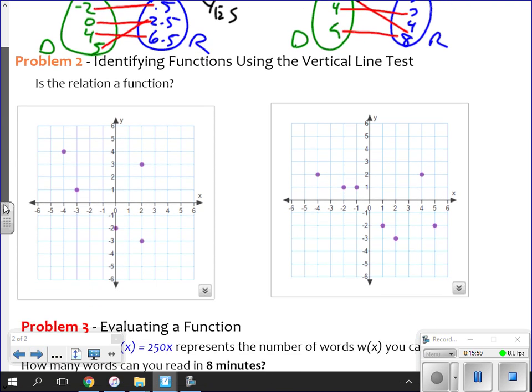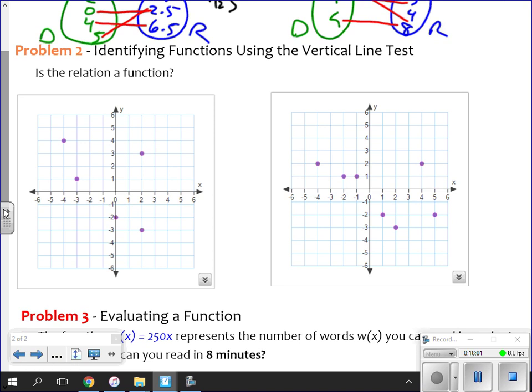The next one is the vertical line test. I like the vertical line test. It's an easy test to do. If you have a graph, you can just take and pass a ruler over it and see if it intercepts it more than once. We have this situation here where we have dots. We don't have any lines. I don't need to connect the dots up. Here's what you do. You draw a vertical line through every single dot.